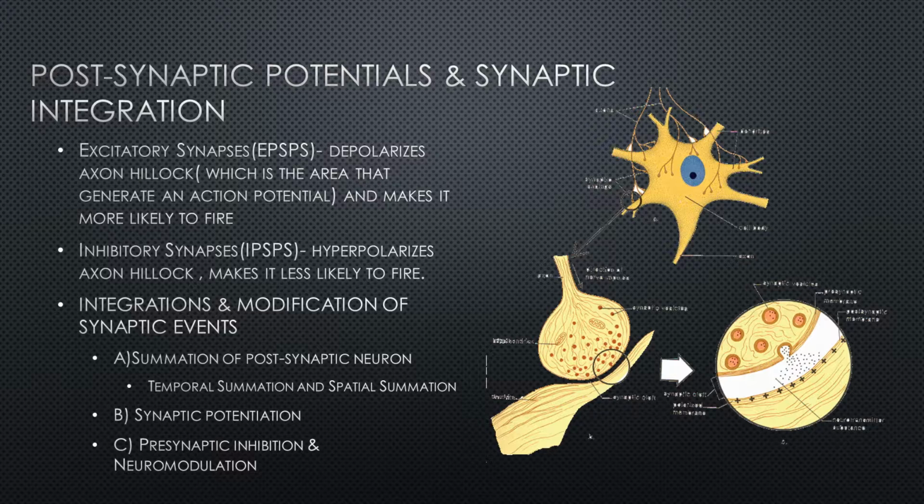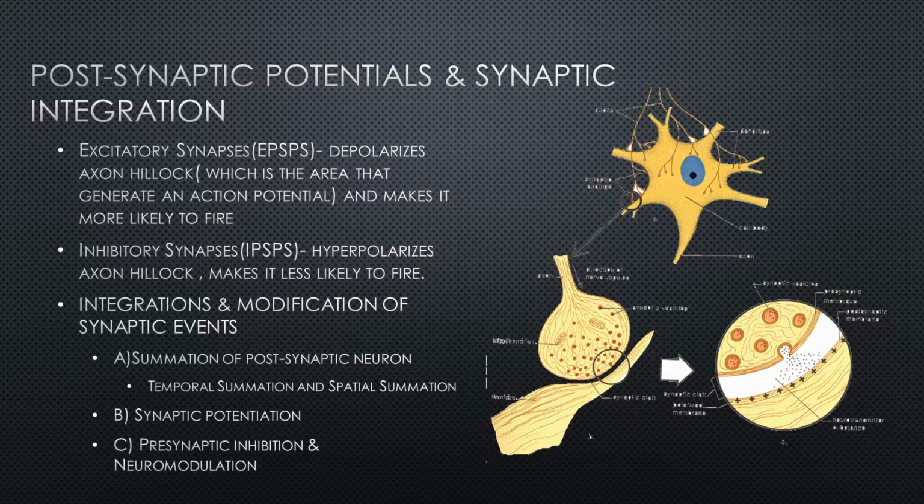Postsynaptic potentials and synaptic integration. Excitatory synapses depolarize the axon hillock and make it more likely to fire, while inhibitory synapses hyperpolarize the axon hillock and make it less likely to fire. Summation is an additive effect. There are two types of summation, temporal summation and spatial summation. Temporal summation is when impulses happen close together. For example, enough bug footprints in one area will send an impulse. Spatial summation is when impulses or graded potentials come from many places, such as rain droplets falling from the sky.